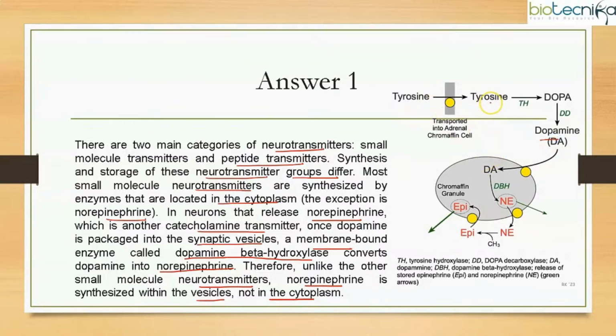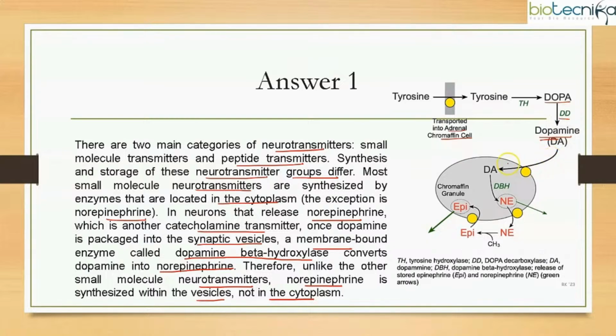So tyrosine is transported into the adrenal chromaffin cell with the help of various enzymes. It first forms dopa, and then dopamine is formed. So this dopa is the decarboxylase. And here, this DD is the dopa decarboxylase enzyme.